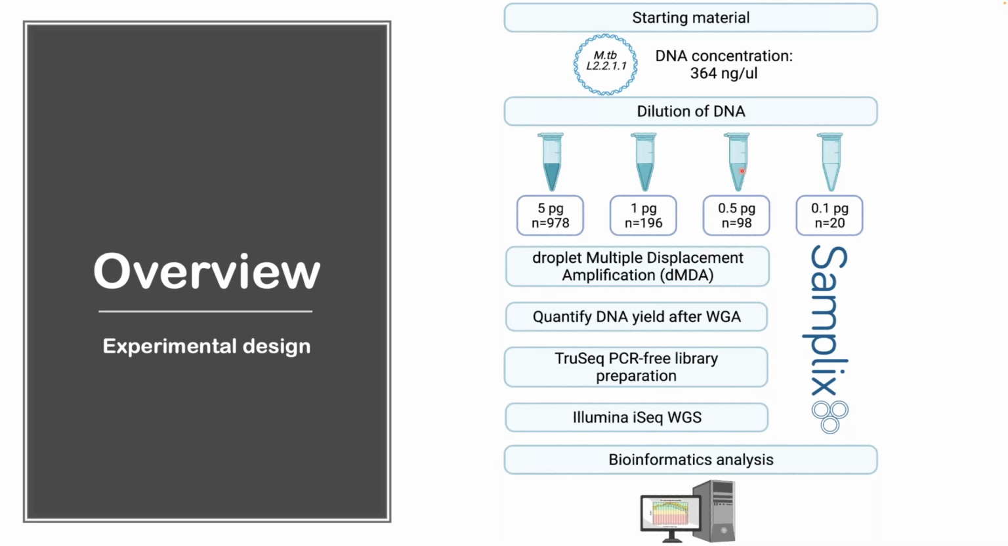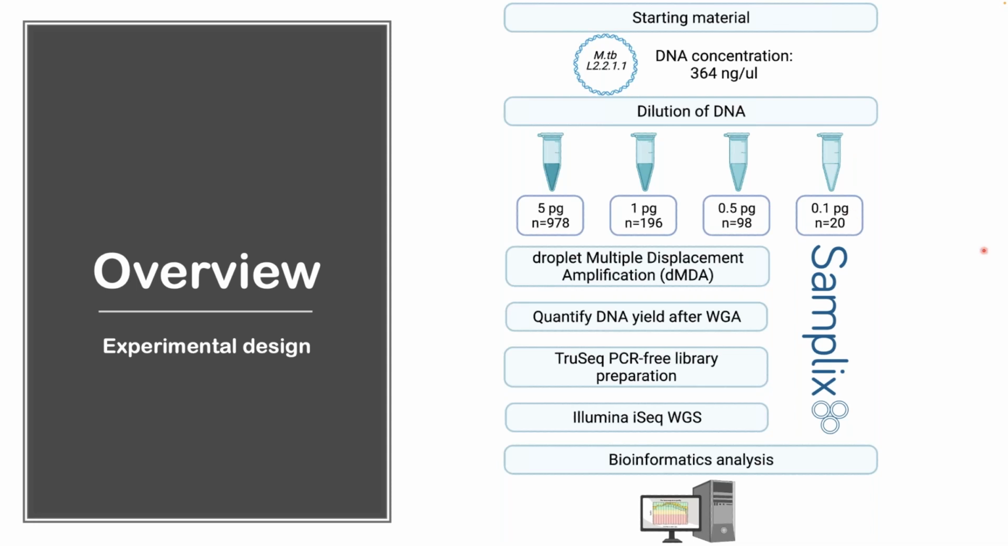The MTB DNA was then systematically diluted to achieve 4 different input amounts for the dMDA reactions, namely 5 picogram, which equates to roughly 1,000 copies of the MTB genome, 1 picogram equating to almost 200 copies, 0.5 picograms equating to almost 100 copies, and then 0.1 picograms nearing more or less 20 copies.